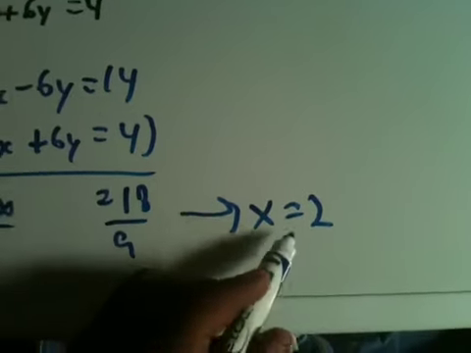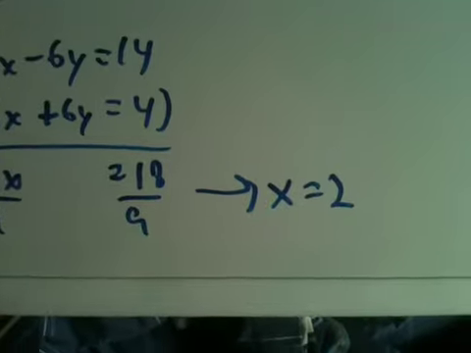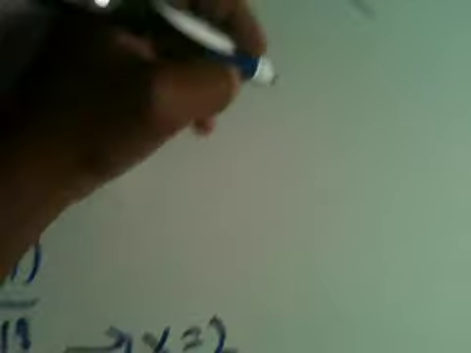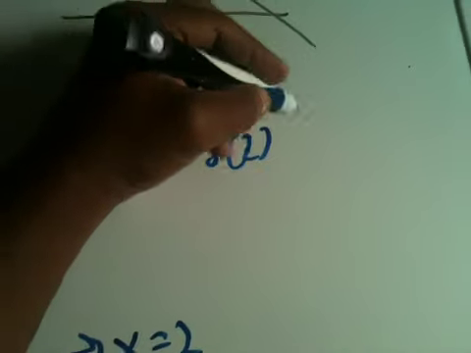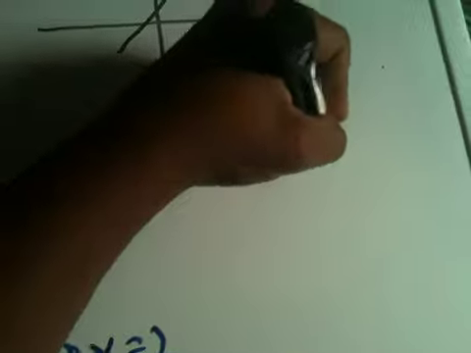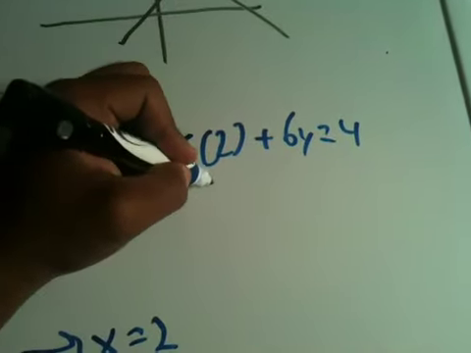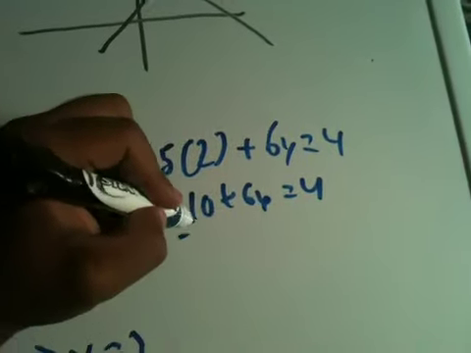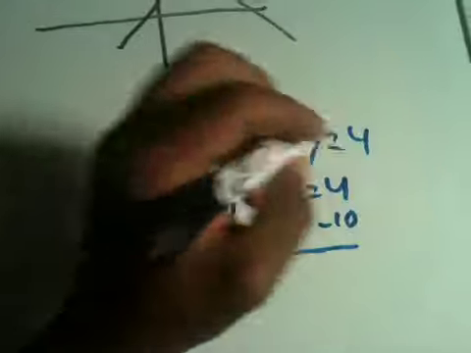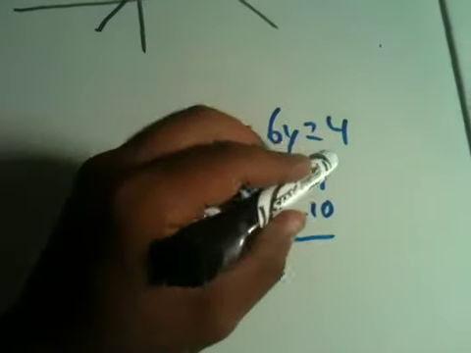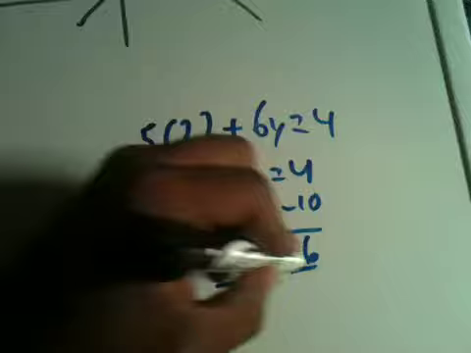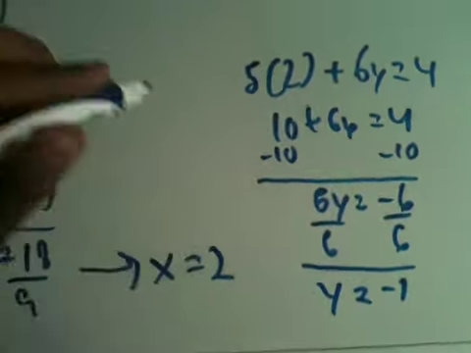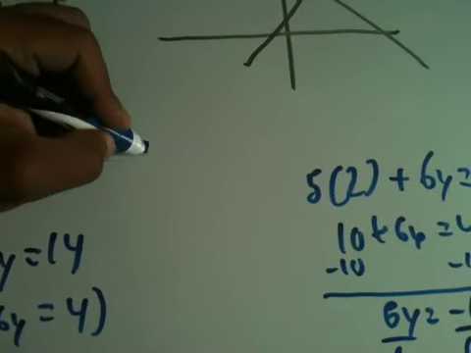The next step you have to do is to bring this back into one of the original equations and see what our solution for y will be. So I'm going to substitute this into the second equation. 5 times 2 plus 6y equals 4. And then this is 10 plus 6y equals 4. We subtract 10 from both sides. 6y equals 4 minus 10 is minus 6. Divide through by 6. And we get y equals negative 1. So our solution, which will be an ordered pair, is 2, negative 1.